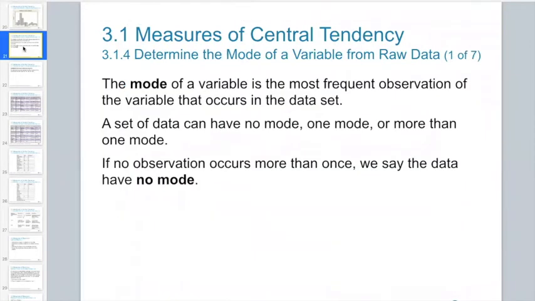Okay, so continuing on with measures of central tendency, another measure of central tendency, so another way that we can look at the middle of the data, is to look at the mode. So just like you've looked at mode before, it's the one that occurs most often. So mode, most. And it's okay if a data set doesn't have a mode or if it has more than one mode.